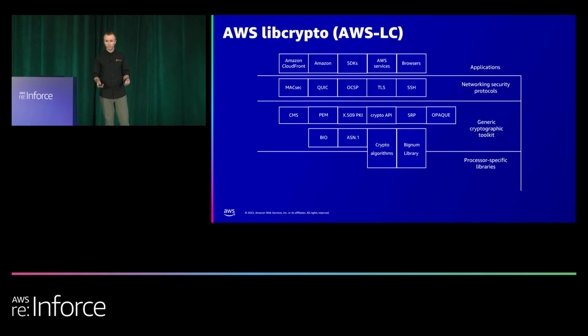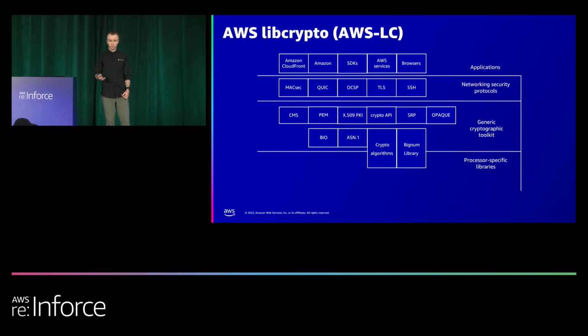Another protocol you might be familiar with is SSH. This is how you will be connecting to your Linux-based EC2 instances. And like TLS, it defines the message format and handles the negotiation of algorithms. But critically, these network security protocols don't actually implement any of the algorithms. They rely on another dependency to actually provide those implementations. And that's where cryptographic toolkits come into play.